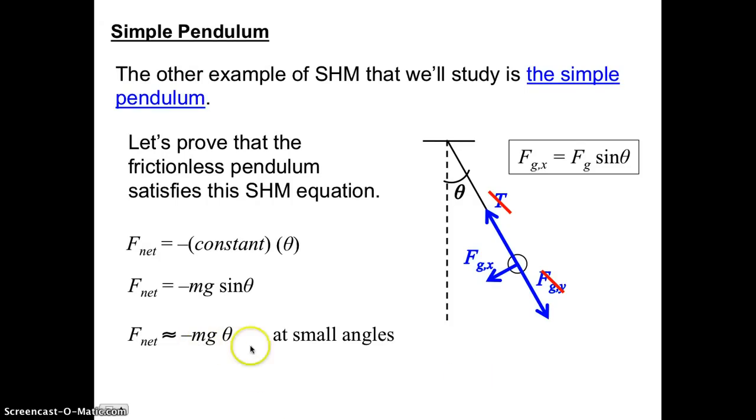But the pendulum's mass doesn't change. And g is always 9.81, which means we can rewrite mg as a constant. And look at this. We've just finished our proof. What we've just done is we've shown that the frictionless pendulum has a net force which satisfies this requirement for simple harmonic motion. And instead of a spring force, the force that restores the pendulum back to the center position is FGX, the tilted x component of the gravity force.